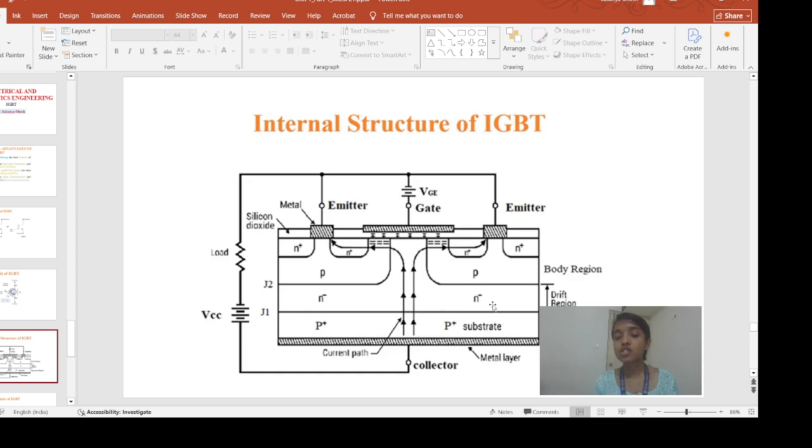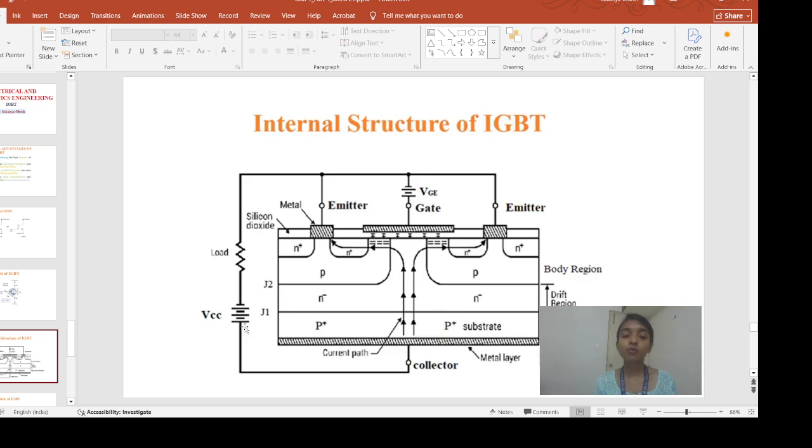Next we have this N channel MOSFET type structure. These P regions we call the body. Now in this condition, what will happen? This J1 junction is forward biased, J2 junction is reverse biased, and let's say this is my J3 junction. J3 junction is again forward biased.